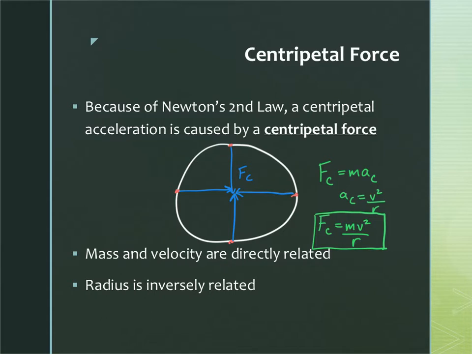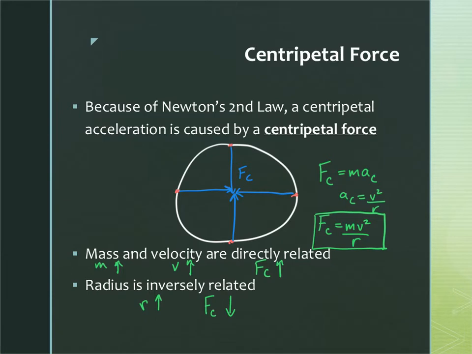So we're going to look at this for our next two bullet points right here. So mass and velocity, m and v, are directly related to the centripetal force. If you notice, they're both in the numerator. So if both of these go up, so does the centripetal force. Radius, on the other hand, because it's in the denominator, it's inversely related. So if you increase that radius, you make it longer, then the centripetal force, on the other hand, will decrease.